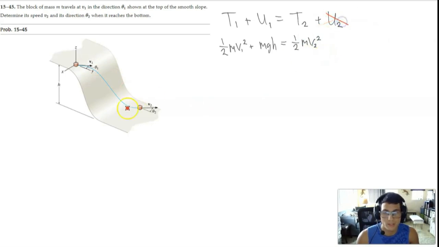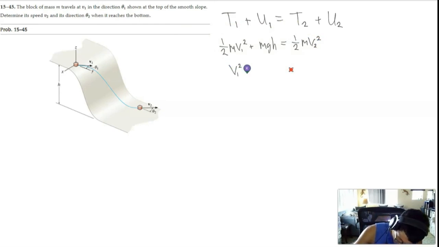We don't have to worry about this because at the bottom of the hill there's no potential energy. So we really just want to solve for just V2. If we multiply everything by 2 and divide by m, we'll get V1 squared plus 2gh, and we square root that, and all of that is simply equal to V2.